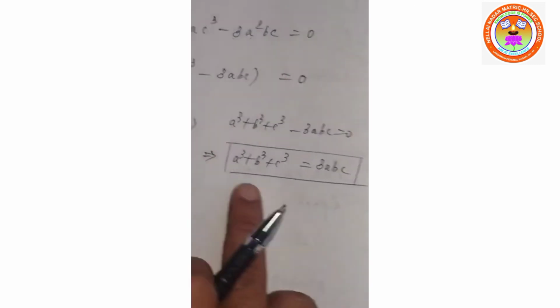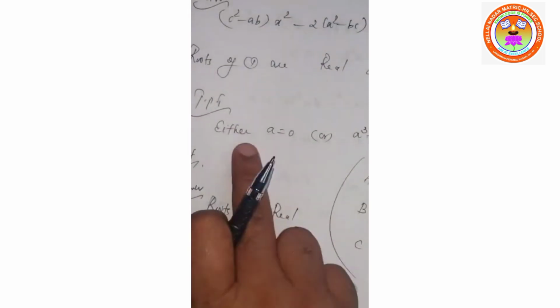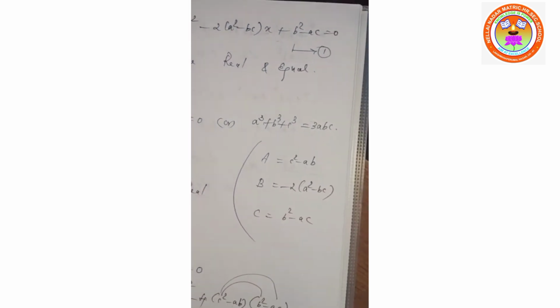We have proved what is given: a equal to 0 or a cube plus b cube plus c cube is equal to 3abc. Here it is. Okay, proved. Problem number 5 is completed.